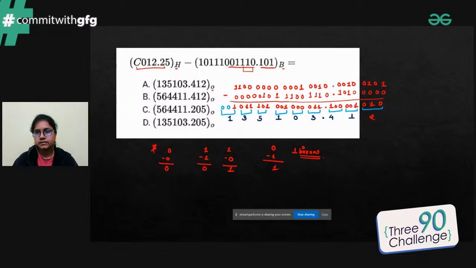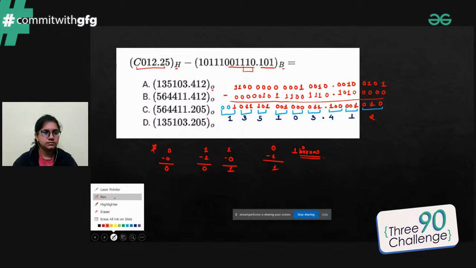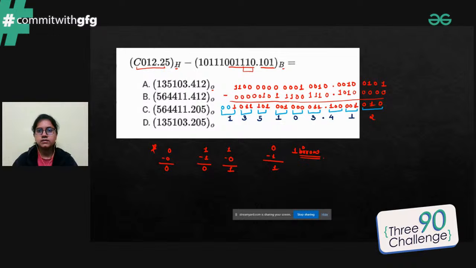See, I'll tell you like this. This is 1, 0. So what is the result of 1, 0? If you can see, for 1, 0, the result here is 1. Okay, we will do the subtraction this way.